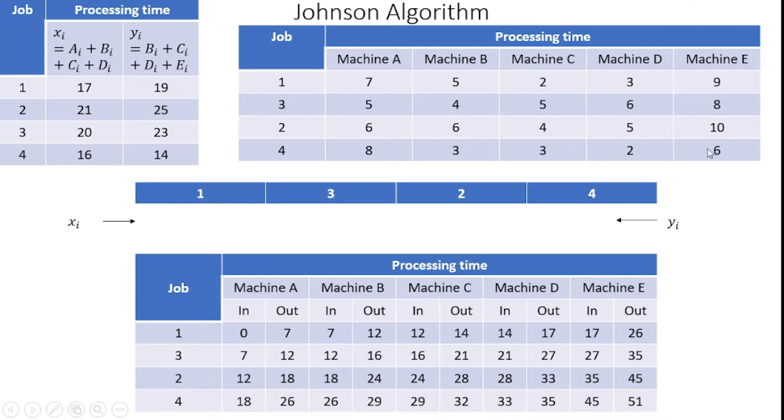35. After that, how much processing time does job 2 consume with machine E? 10 hours, I mean 10 minutes. So 35 plus 10, 45. Likewise I got this for job 2.